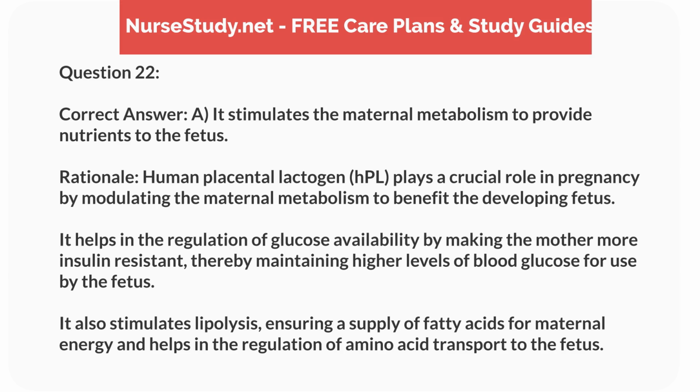Correct answer. A. It stimulates the maternal metabolism to provide nutrients to the fetus. Rationale: human placental lactogen, HPL, plays a crucial role in pregnancy by modulating the maternal metabolism to benefit the developing fetus. It helps in the regulation of glucose availability by making the mother more insulin resistant, thereby maintaining higher levels of blood glucose for use by the fetus. It also stimulates lipolysis, ensuring a supply of fatty acids for maternal energy, and helps in the regulation of amino acid transport to the fetus.